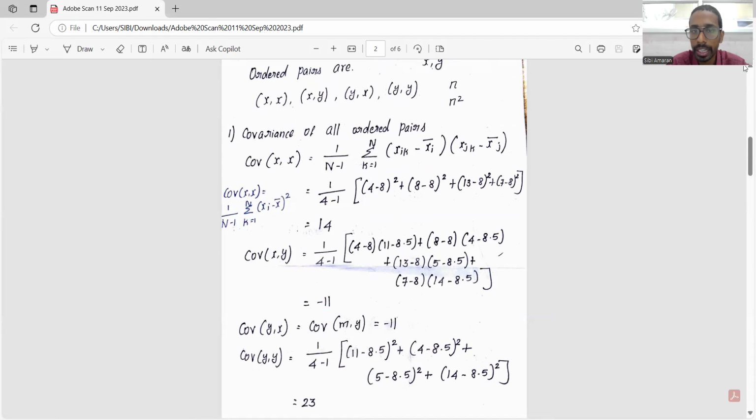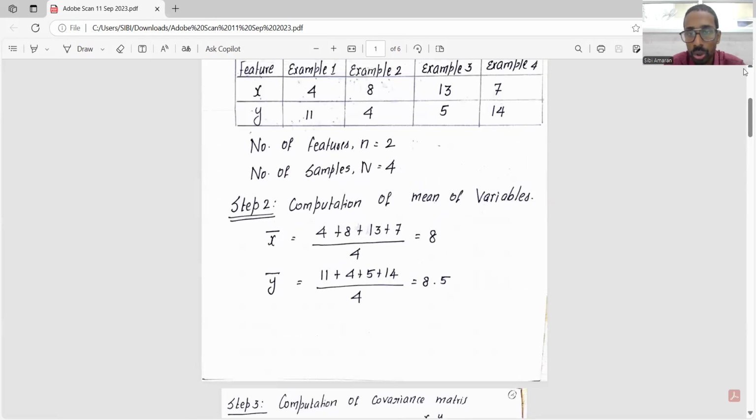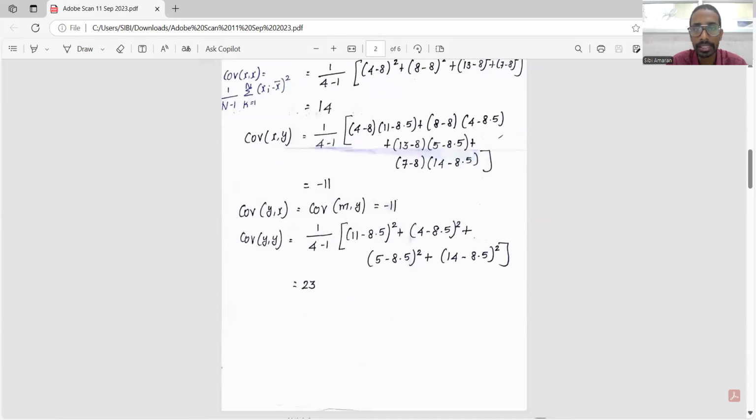And finally, the covariance of Y comma Y. The way I did X comma X, in a similar way I have to do Y comma Y, equal to 1 divided by n minus 1, where n represents the number of samples, so 4 minus 1. Going back to the previous step: 11 minus 8.5 whole square, 4 minus 8.5 whole square, 5 minus 8.5 whole square, 14 minus 8.5 whole square. Finally, we get the answer for the covariance of Y comma Y. So this is the value of the covariance matrix.